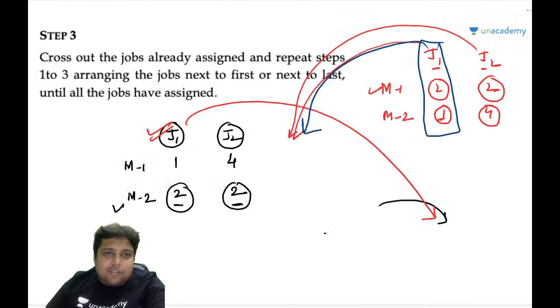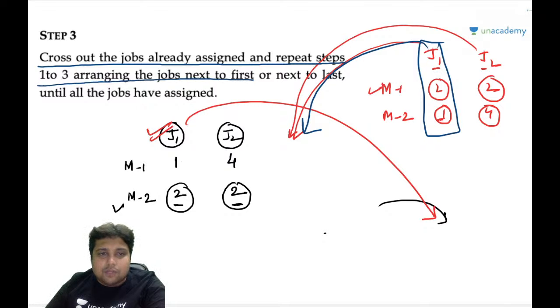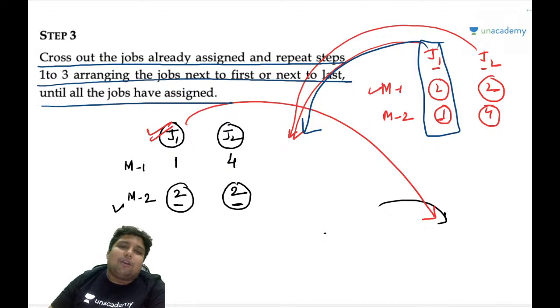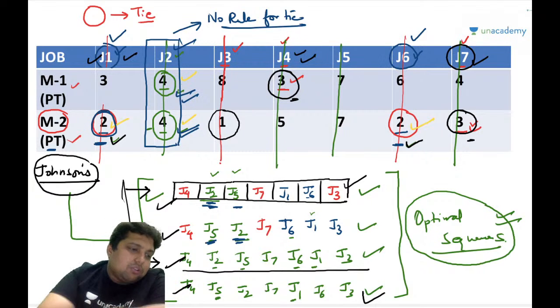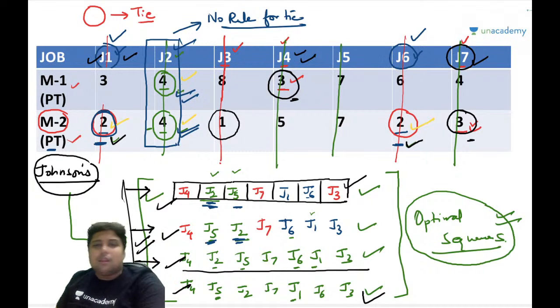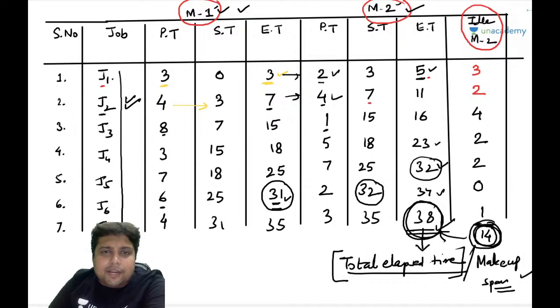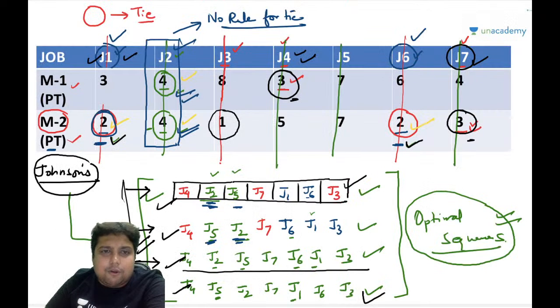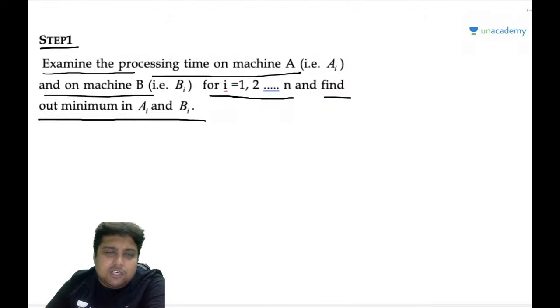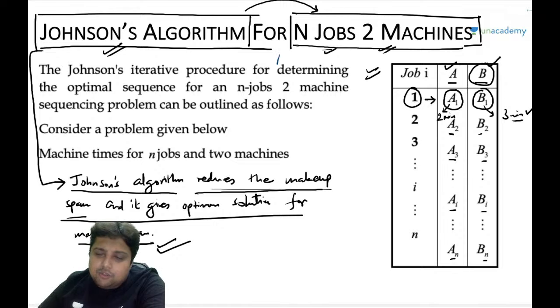At the last, step 3, cross out the jobs already assigned, repeat steps 1, 2, 3 and then the remaining jobs. So it basically says that keep on assigning and keep on crossing the jobs that have been allocated. So that's it, guys. We have completed processing n jobs through 2 machines. This particular segment is over.